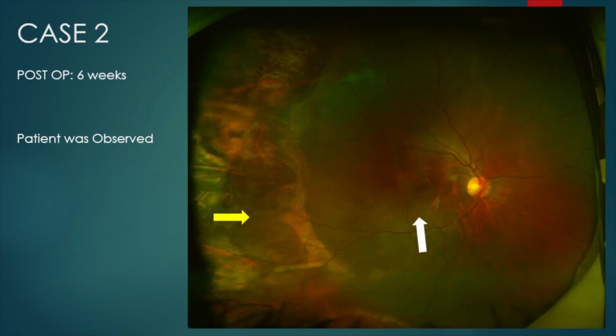Now the second case which we saw, where the retinal break was present and a retinal fold which we had seen. Now after 6 weeks, here we see that the CRAs are formed. There is no subretinal fluid, the macula is well attached. So we had observed this patient and the retina is well attached. There is no subretinal fluid at 6 weeks.